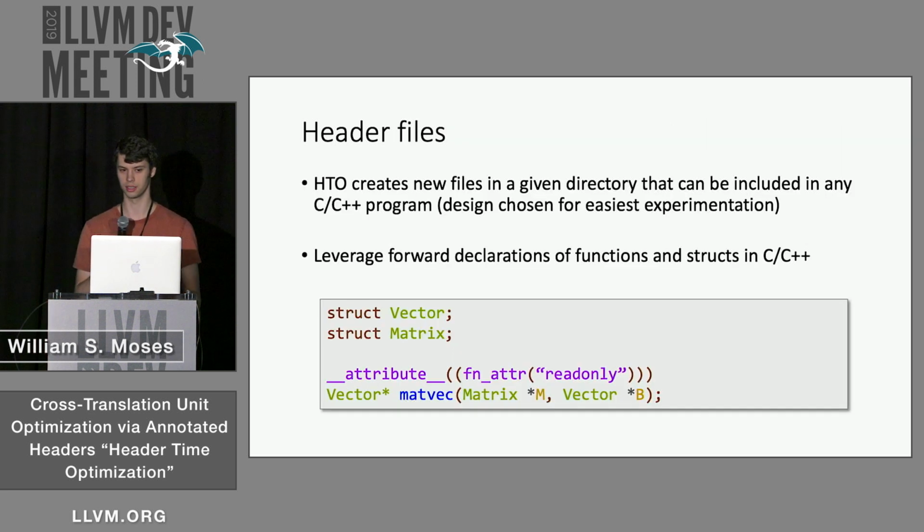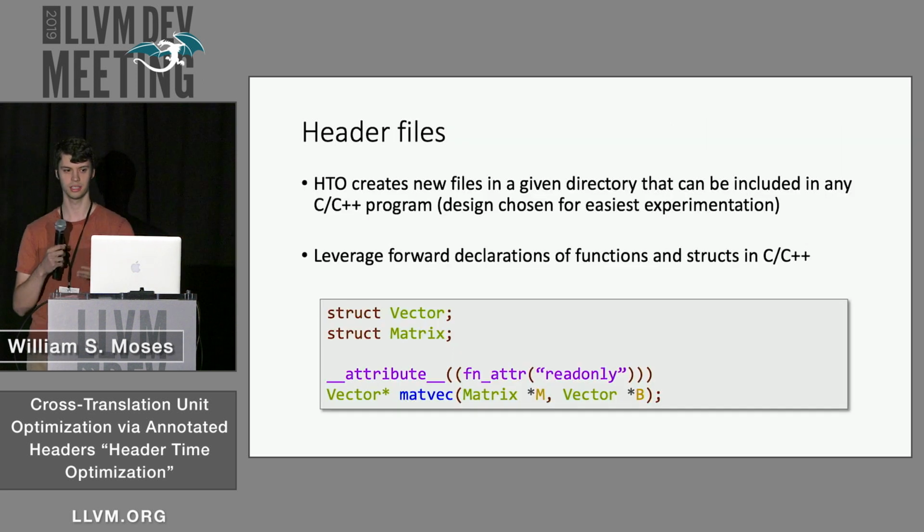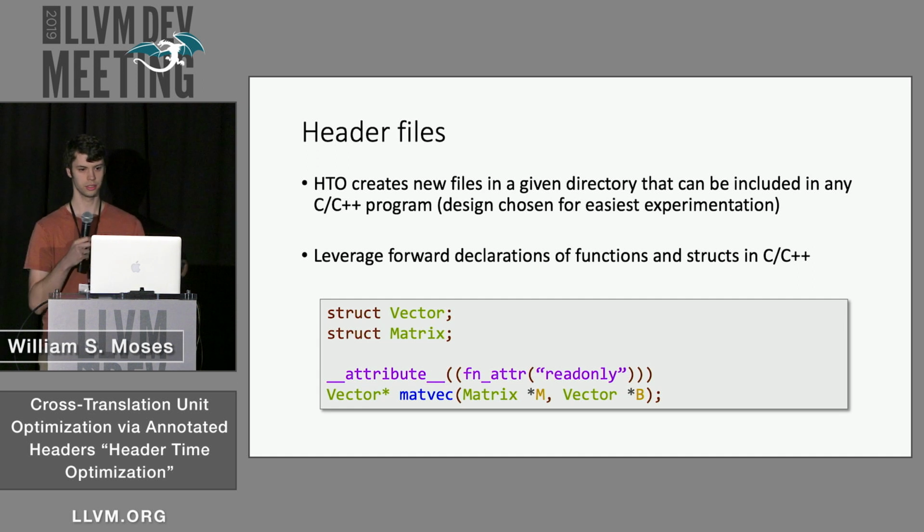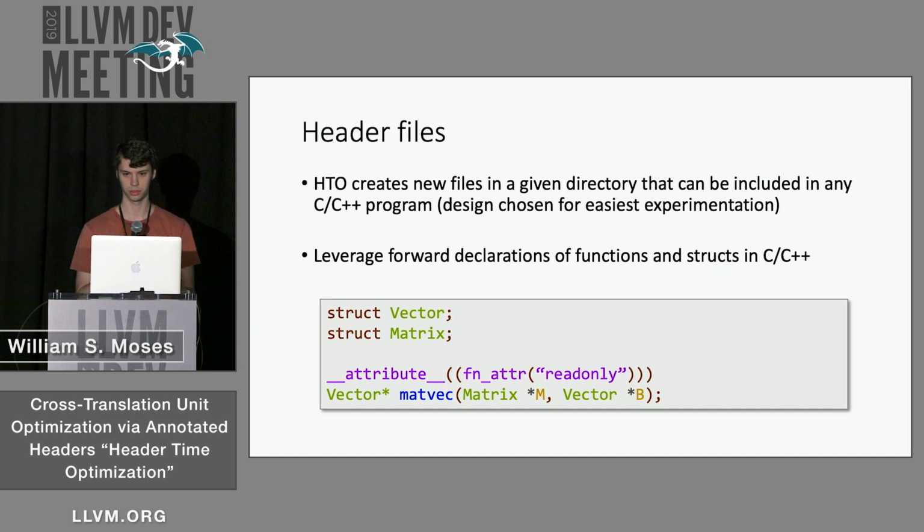So what do the header files look like in practice? So as I mentioned, HTO creates new files in a given directory that can be included by any C or C++ program. The way we do this is we leverage forward declarations. So it turns out in C or C++, for most functions, you're allowed to forward declare them ahead of time, except now we've added the extra attributes. This also requires the fact that we can also forward declare structs or classes, which we do as such.